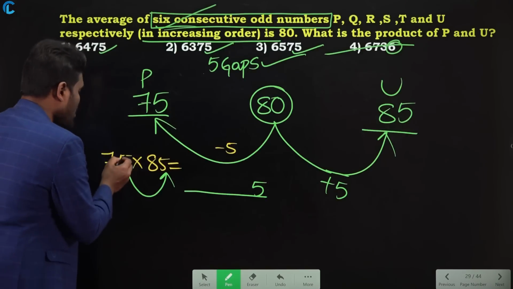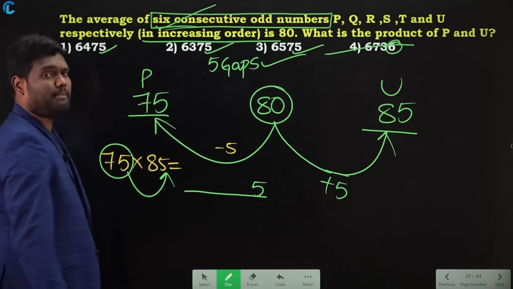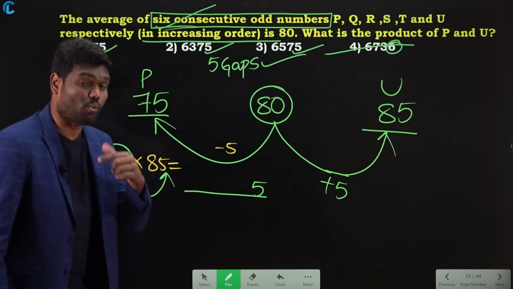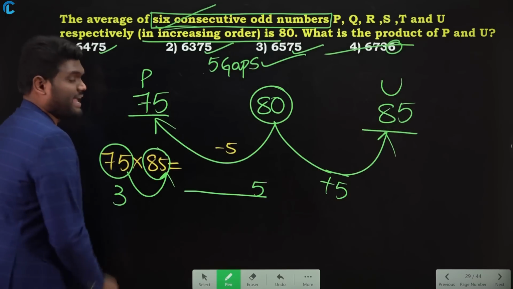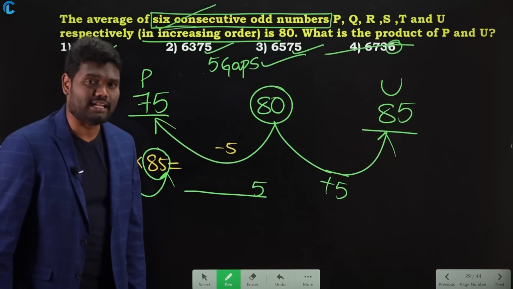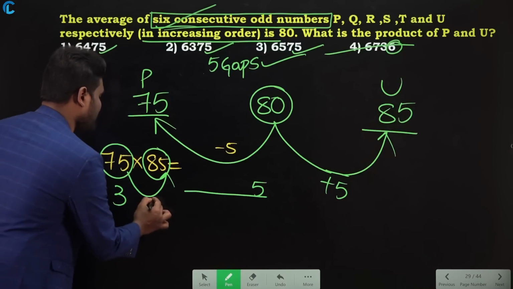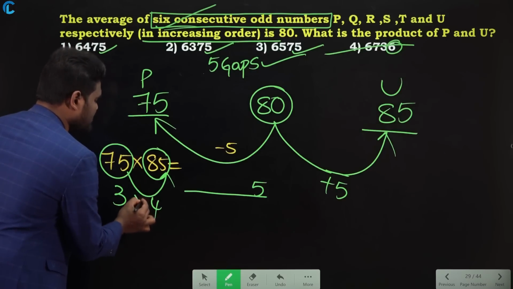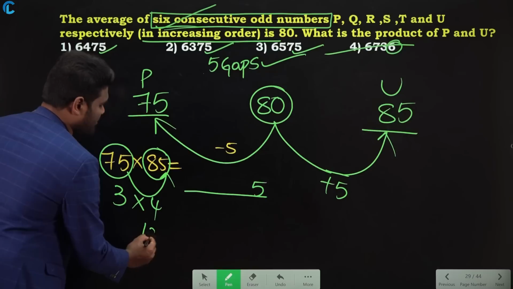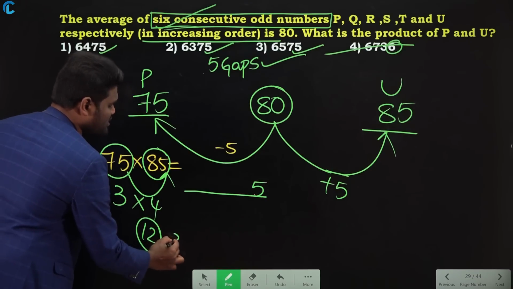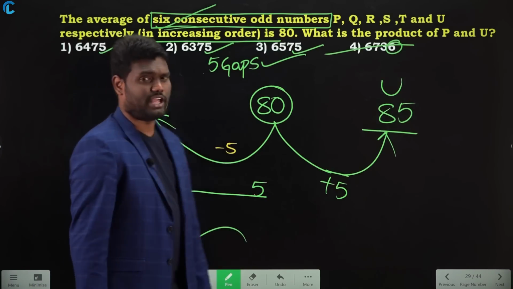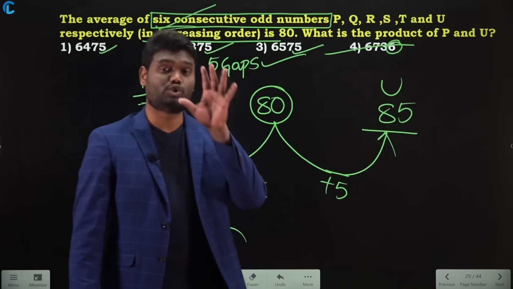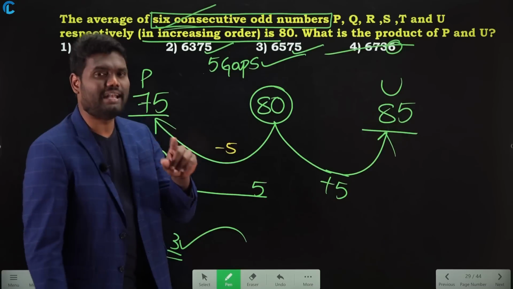Apply digital sum. What is 7 plus 5? 7 plus 5 is 12. 12 means 1 plus 2, which is 3. Similarly, 8 plus 5 is 13. 13 means 1 plus 3, which is 4. As it is multiplication, multiply: 3 into 4 is 12. 12 means 1 plus 2, 3. Now the digital sum of the question is 3. If the question's digital sum is 3, the option's digital sum also should be 3. That is what we have laid down in digital sum.